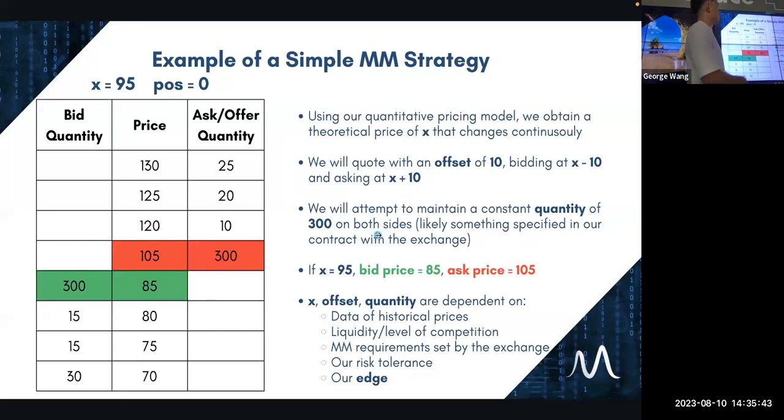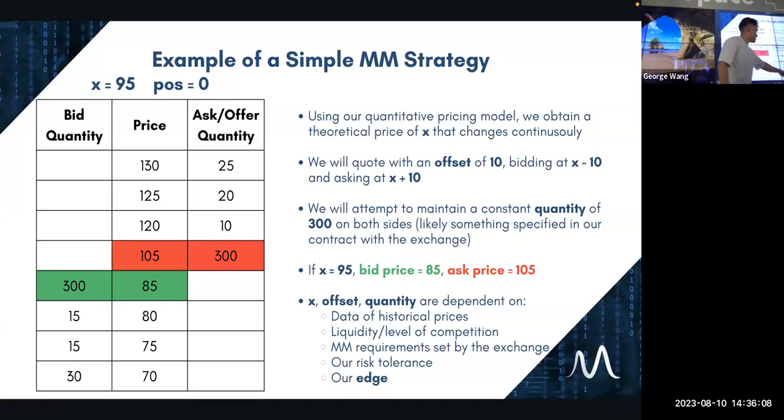And they will be trying to maintain a constant quantity of 300 on both sides. So using the computer algorithms by the developers, they will be trying to make this happen at all times. Probably because the exchange tells them to, but this is also good for them. So that's the prices we arrive at. And all three variables: the X, our theoretical value, the offset, which is 10, and the quantity to trade.